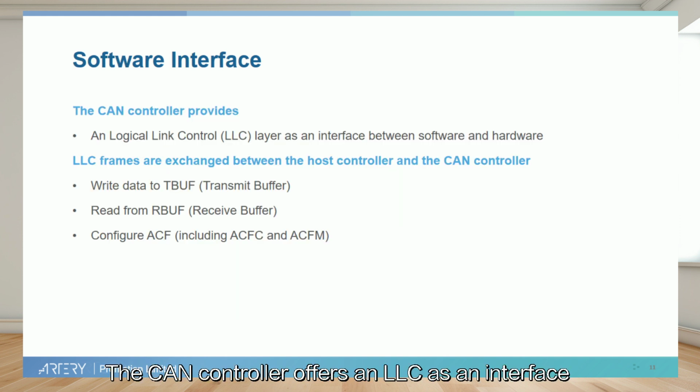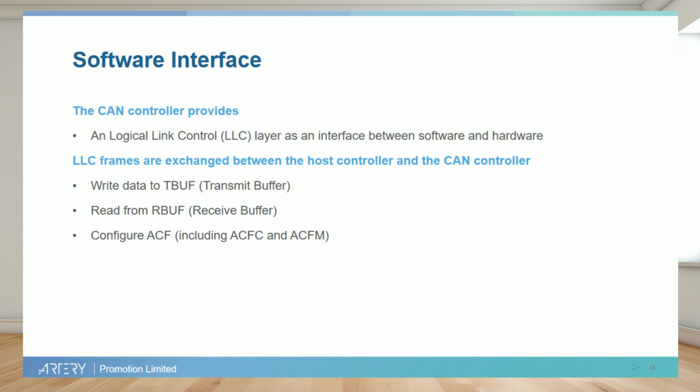The CAN controller offers an LLC as an interface between software and hardware. LLC refers to Logical Link Control Layer. LLC frames are exchanged between the host controller and the CAN controller. It is used for frames to be transmitted, for received frames, and to configure the acceptance filters.